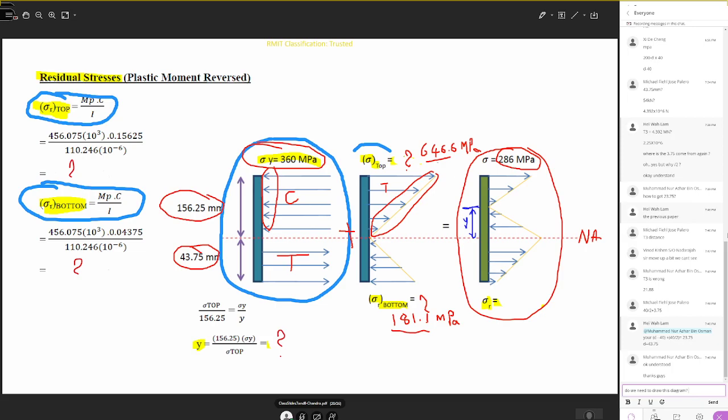Similarly at the bottom, you can write here it is 300 positive megapascals. When you add plus here this is negative, so here this is negative. So at the bottom 300 minus 181.1 will give you about the residual stress here as 178.9 megapascals.